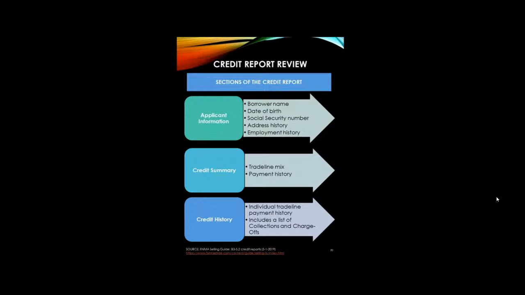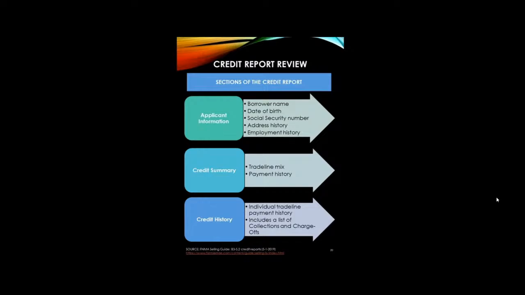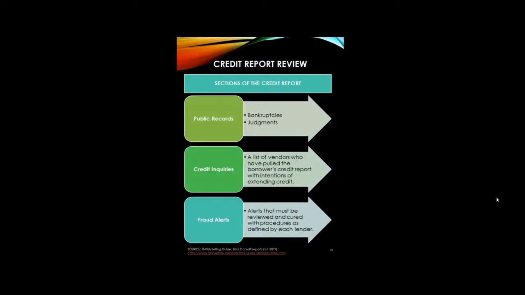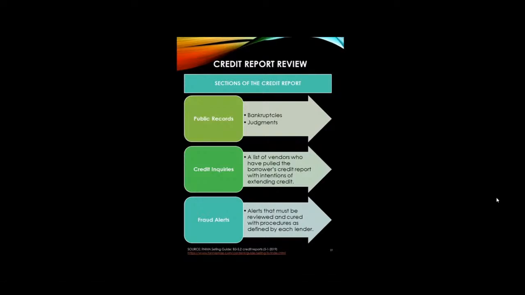Okay. The next one is the credit summary. So it's going to be the trade line mix and payment history. We're going to figure out what the payments are on the borrower's credit history, and then look at the individual trade line payment history, which includes a list of collections and charge-offs. We're going to look at public records for bankruptcies and judgments. We're also going to look at who's been running their credit.